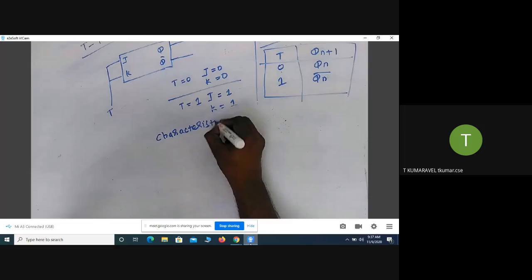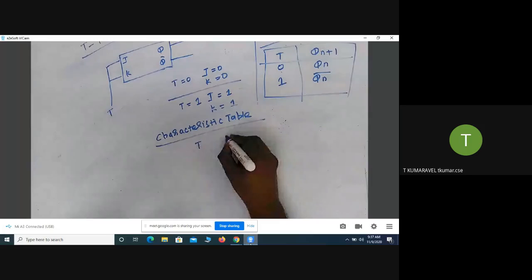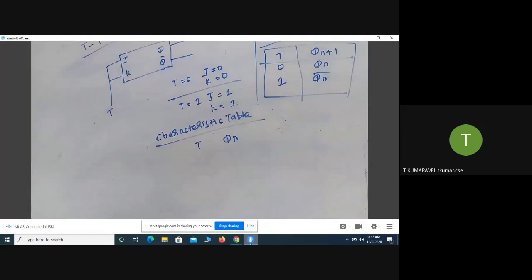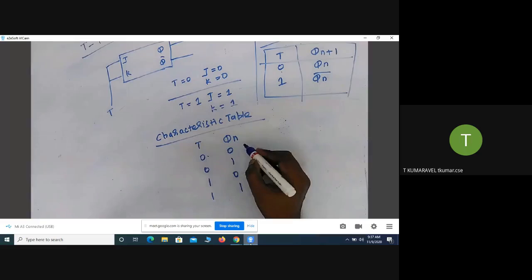Here, what input combinations are available? Only one input, T, and the previous state output, Qn. So two input variables are available. How many input combinations? Four: 0, 0; 0, 1; 1, 0; 1, 1. Look at that. How do you fill up the table for Qn plus 1?